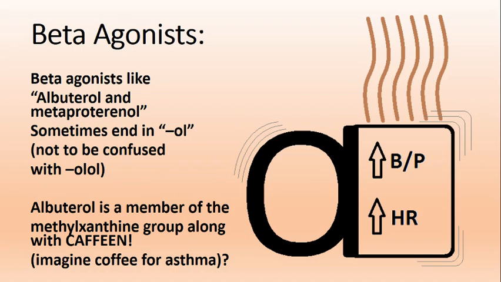Beta agonists. Beta agonists like albuterol and metaproterenol end in ol, not to be confused with olol. Albuterol is a member of the methylxanthine group, which is the same group that caffeine is associated with. So these give you a lot of the same side effects as caffeine. Over on the right here, you see a coffee mug, and it has the ol built into it. And the coffee mug's shaking, and the blood pressure's going up, and the pulse is going up, and you get kind of jittery.